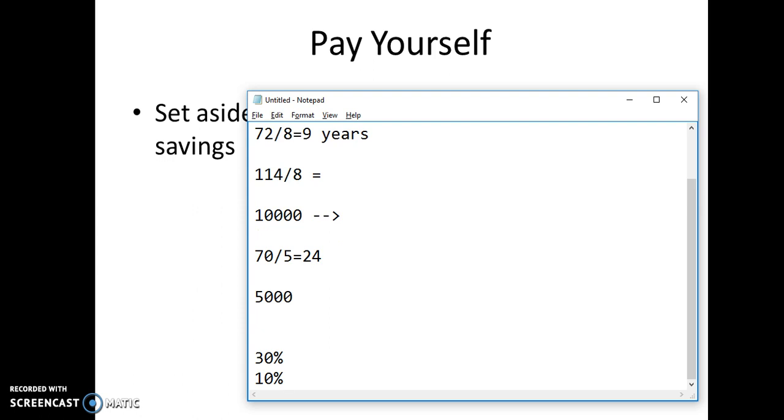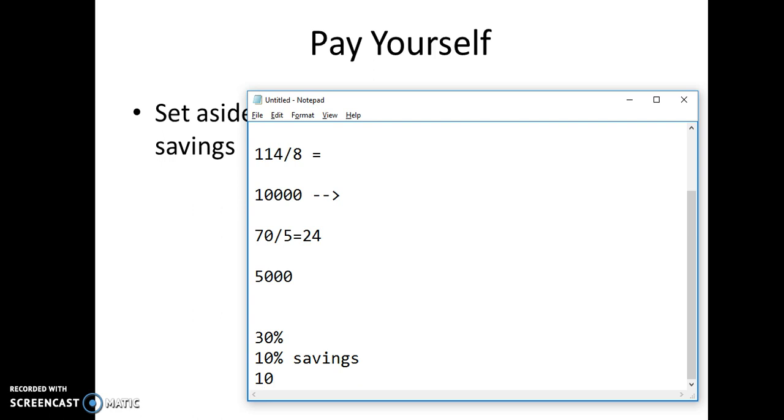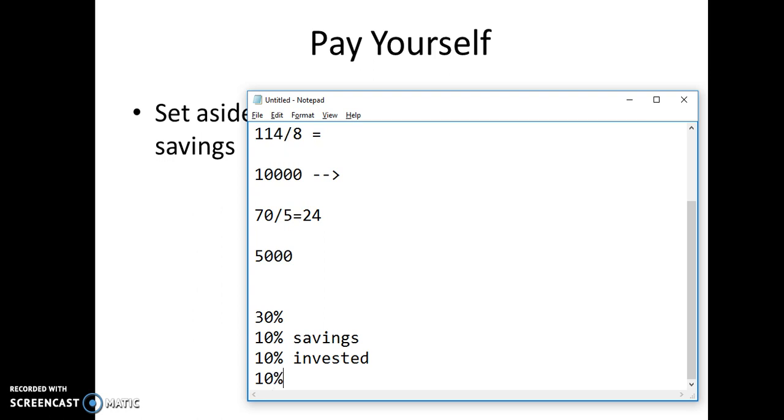10% should be for savings, which is fixed savings. 10% should be invested, and 10% should be for giving, for charities. This is the basic thumb rule which most great financial planners recommend. But depending upon your capacity and your responsibilities, this number can vary. Anyhow, you have to keep at least some amount each month from whatever you earn as your savings.